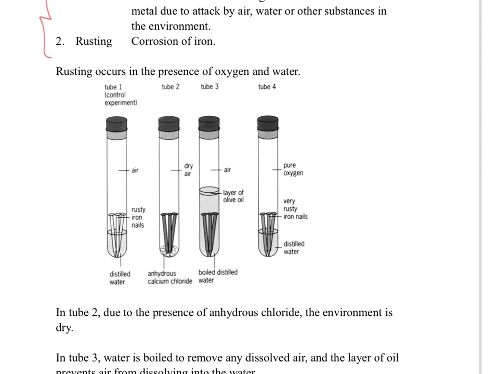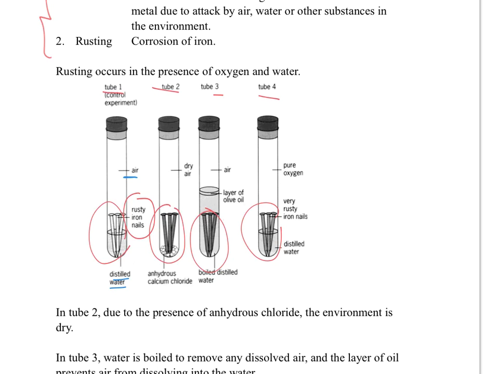In order to know the factors that make the metal corrode or make the iron rust, we try a very simple experiment. We have 4 test tubes here, and in all of them we place some iron nails. For different tubes, we have different conditions. For the first one, we have air inside the tube, and also some distilled water, so that the iron has a connection with the oxygen and also water.